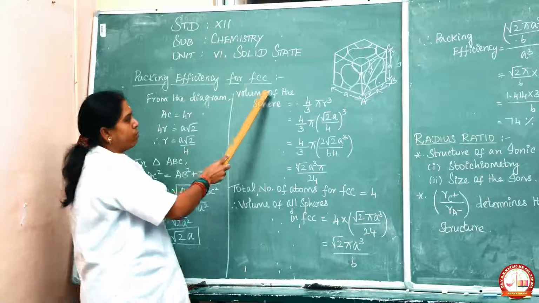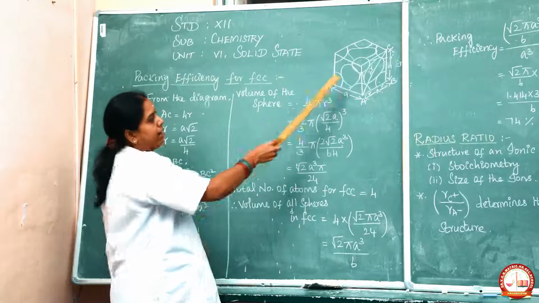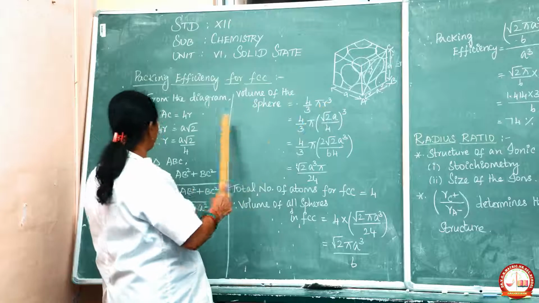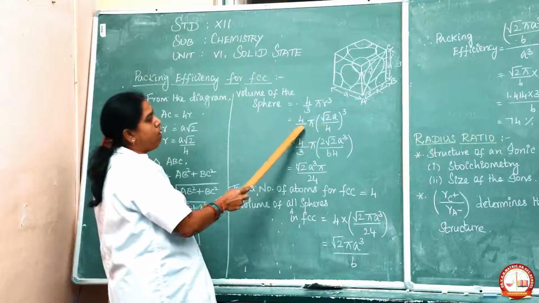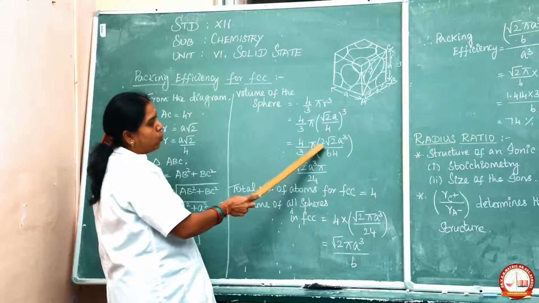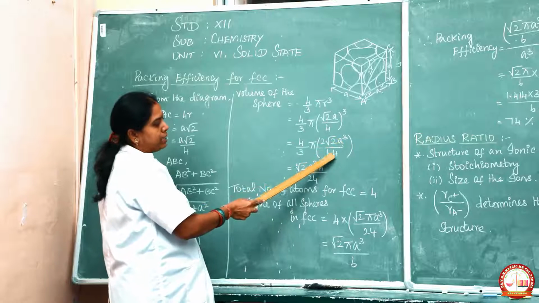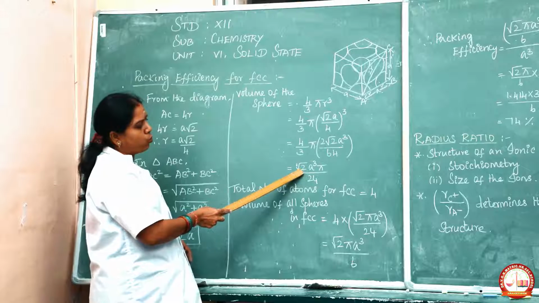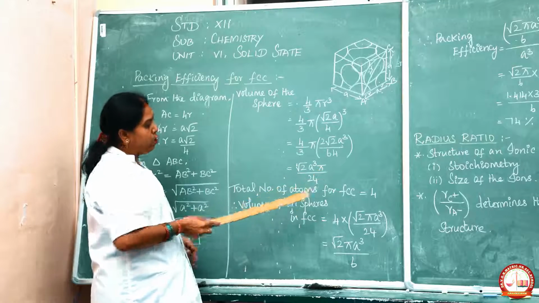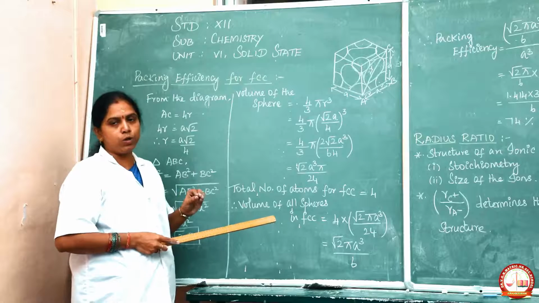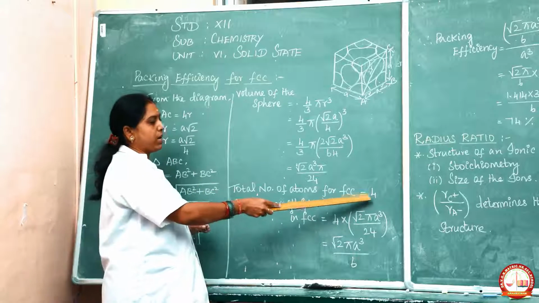And we know the volume of the sphere with radius r is 4 by 3 pi r cube. Now substituting this radius value, on simplification we get 4 by 3 pi 2 root 2 a cube by 64. So finally it is given as root 2 a cube pi by 24, and we know the total number of atoms per unit cell for FCC is 4.